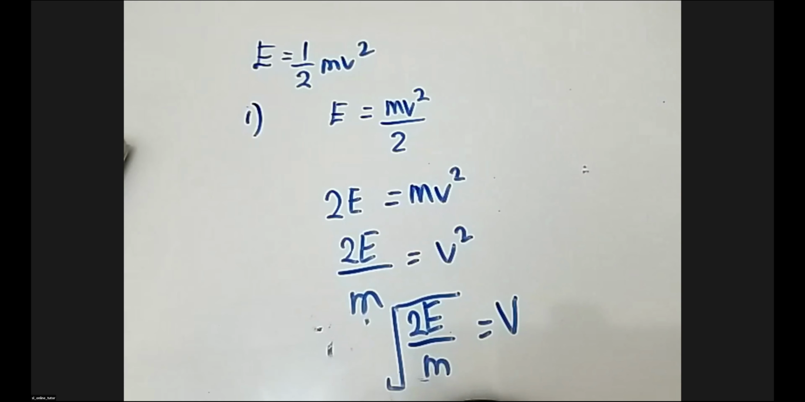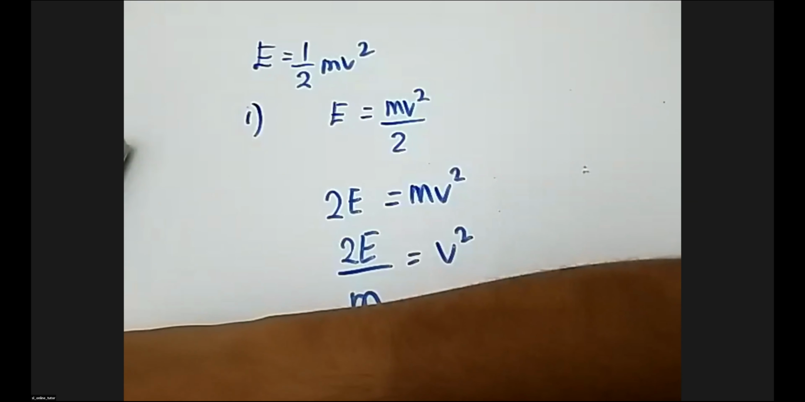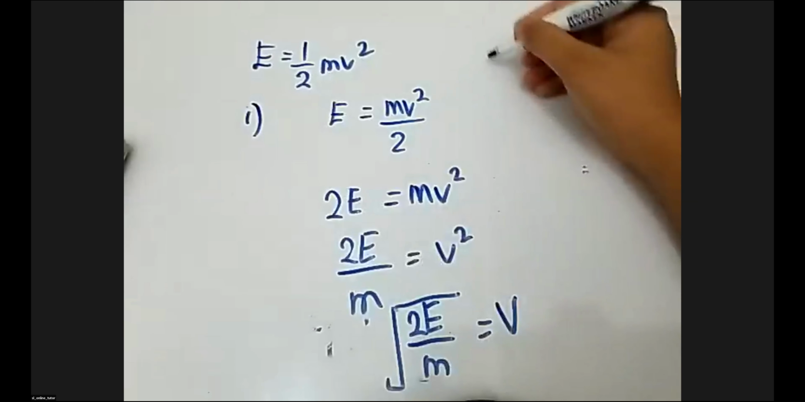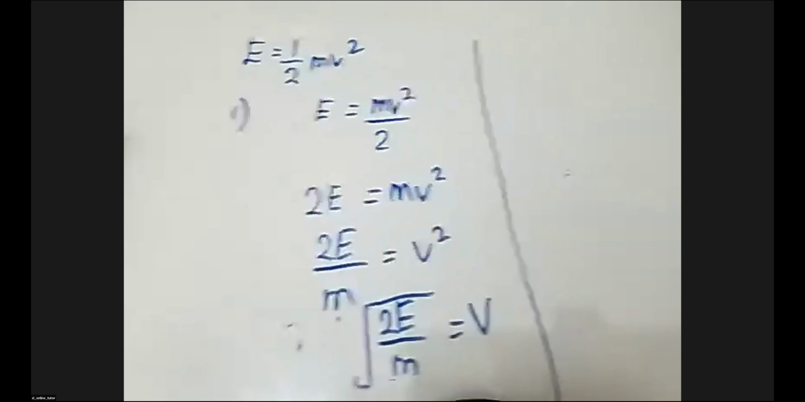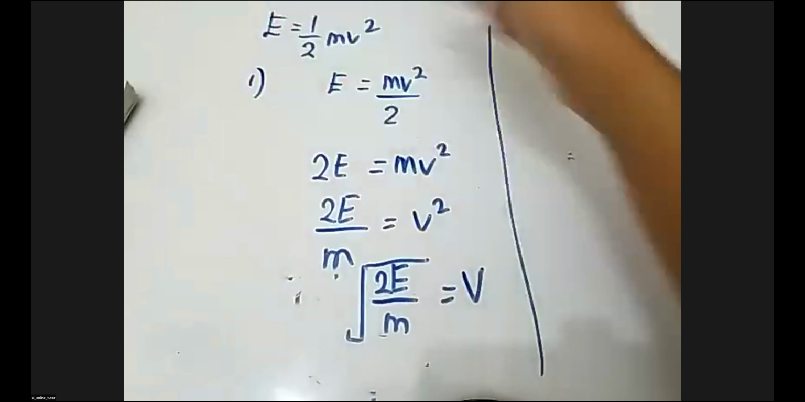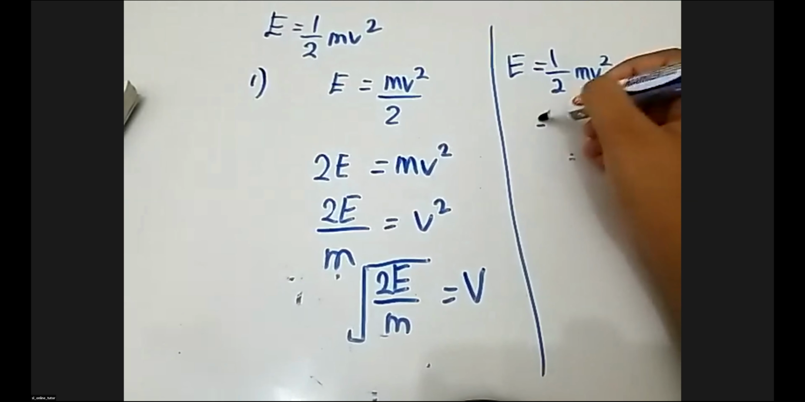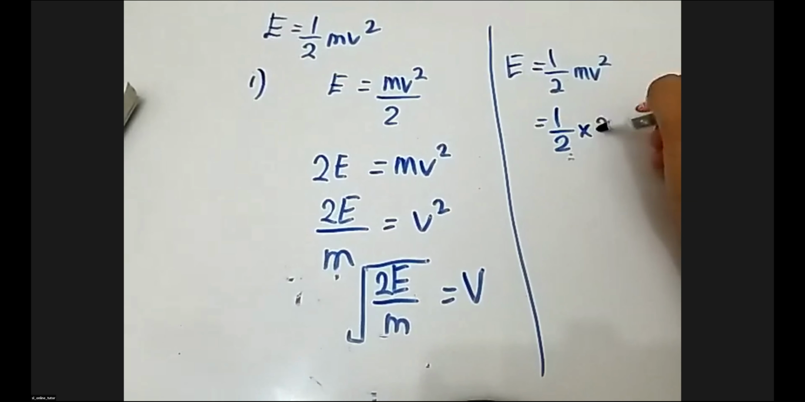Raise your hand if you didn't understand. Okay, now what should we do? We have to substitute. They have given velocity is 3, mass is 2.4. Now I'm going to substitute. We are going to find the kinetic energy. The kinetic energy equation is E equal to half mv squared. We know the mass, 2.4.